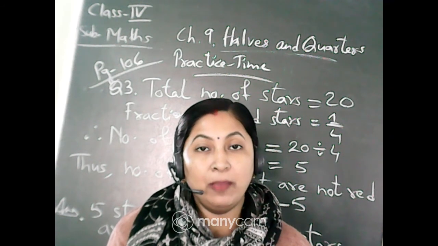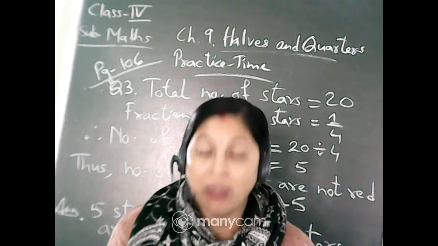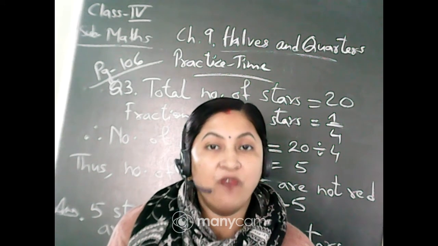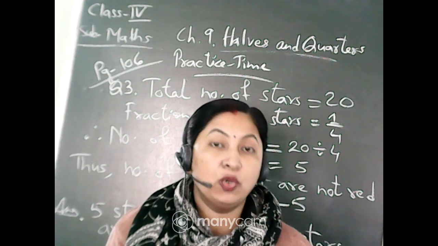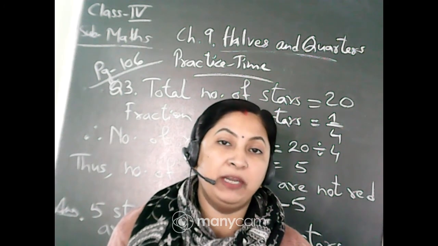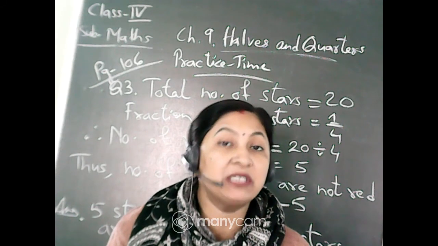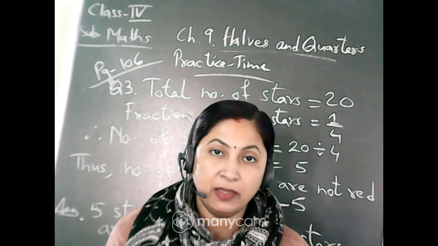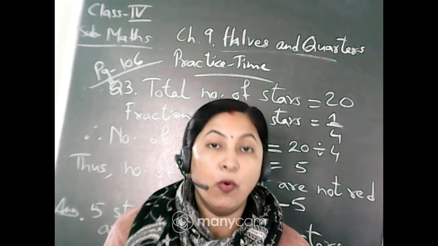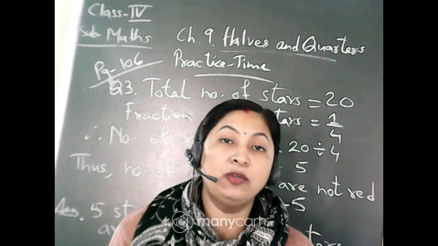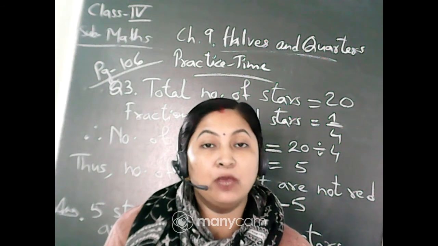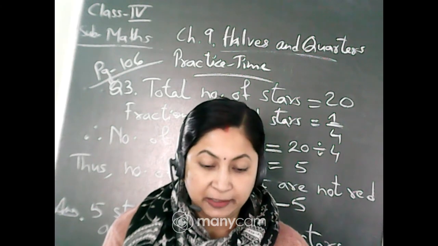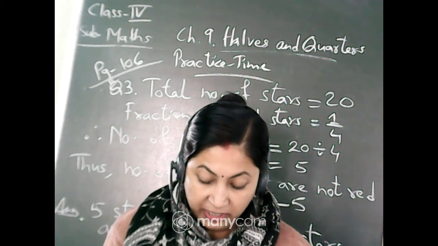So 1 rupee plus 50 paise and then 1 quarter rupee. 1 quarter rupee means 100 divided by 4, it is 25 paise. So 1 rupee 50 paise plus 25 paise, that means 1 rupee 75 paise Ravi has given to the shopkeeper. So is it enough? No, it is not enough, isn't it? 25 paise more is required so that it will be equal to 2 rupees, the cost of the pencil. So let us write the statement.